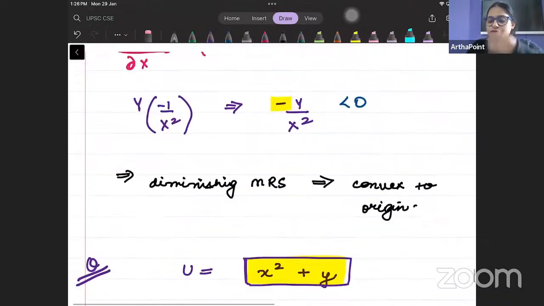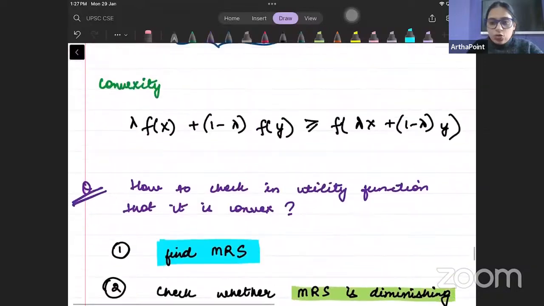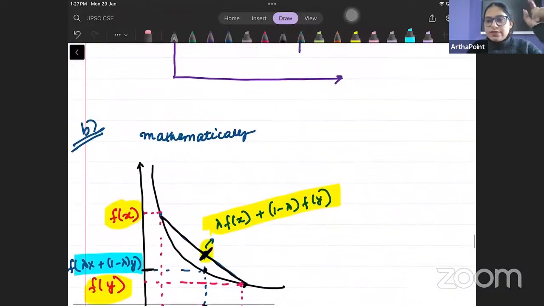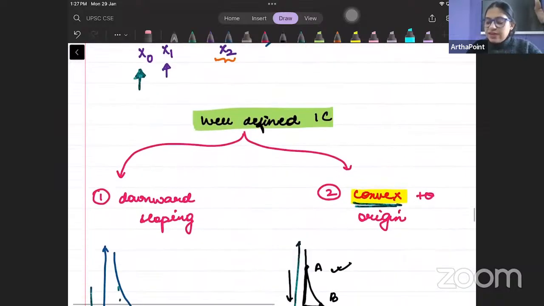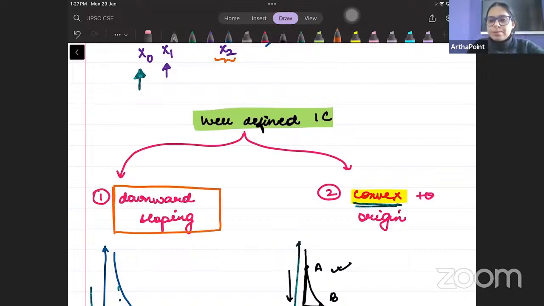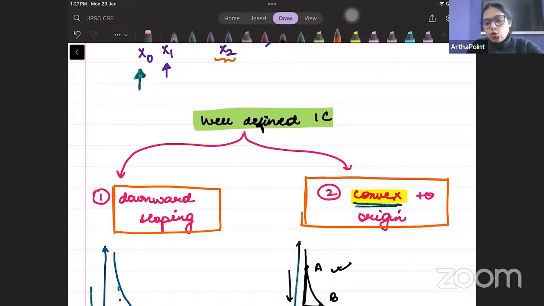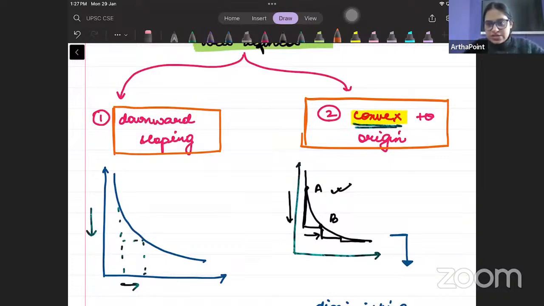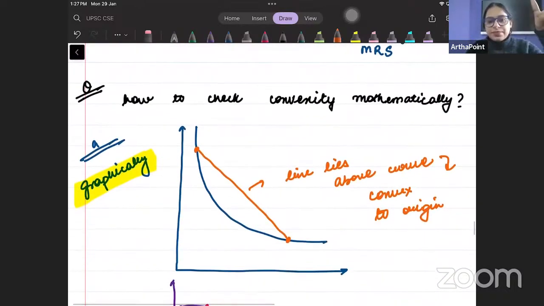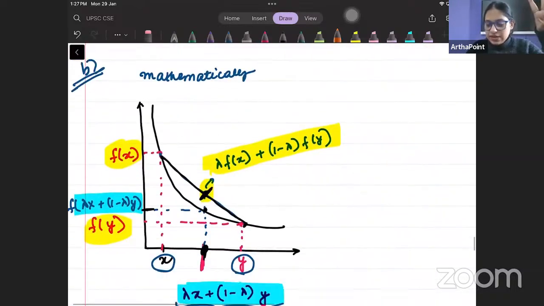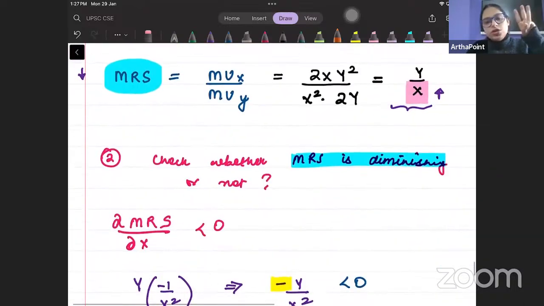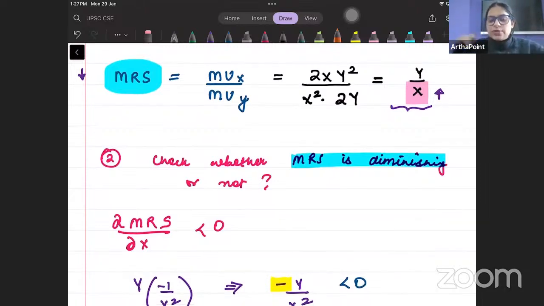Am I clear? So we have discussed our MRS, our well-defined utility function, and we have discussed two features of this utility function. The first feature we have discussed is downward sloping utility function. And the second feature we have discussed is convex to the origin. ये दोनों ही features we have discussed. We have discussed it graphically. We have discussed it mathematically. And we have also discussed it through a numerical example. Clear हो गई ये पूरी की पूरी बात अब? I hope this is absolutely clear to everyone.